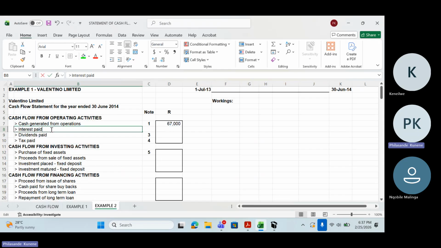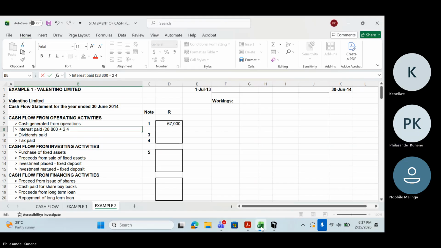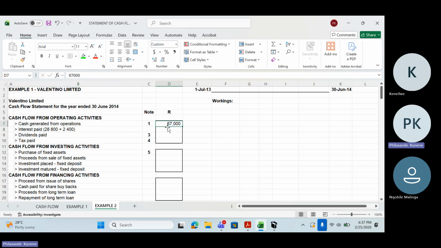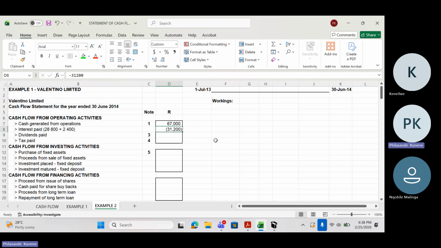So I'm going to say here 28,800 plus 2,400. Okay, so that is going to be my interest paid. I think we said we're getting 31,200, but that is going to be an outflow of cash. The reason why we added it here is that we're going to subtract it separately in its own line item.